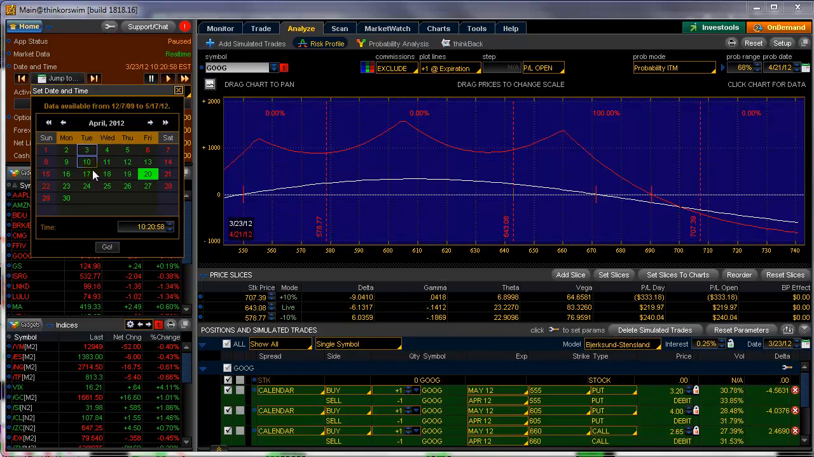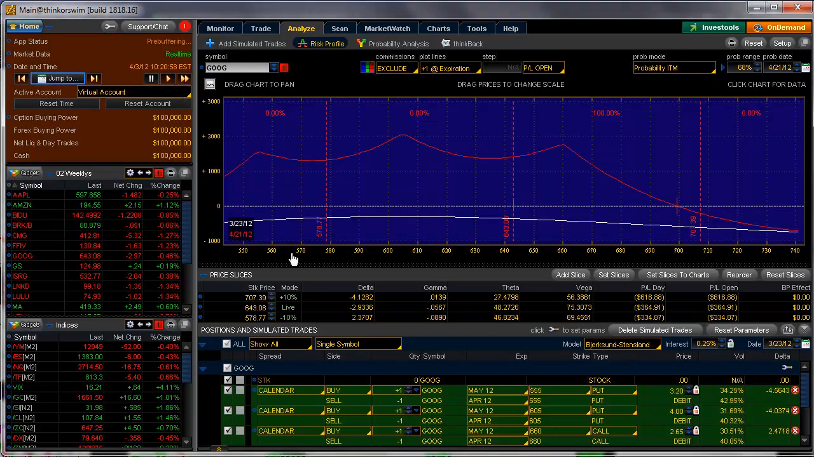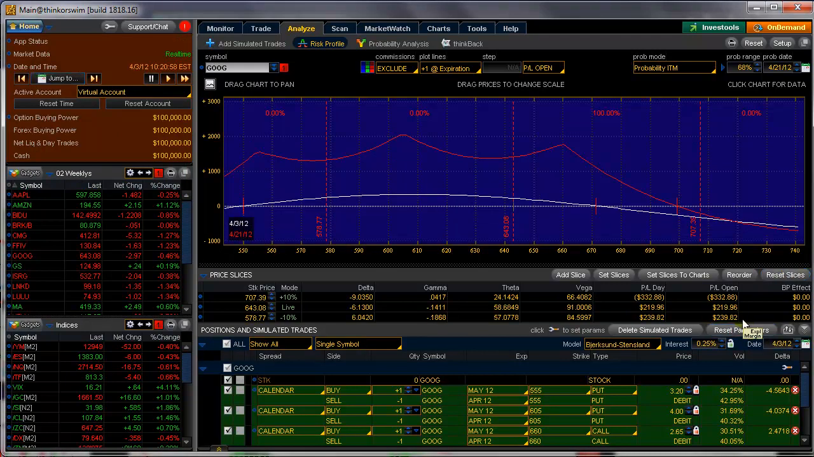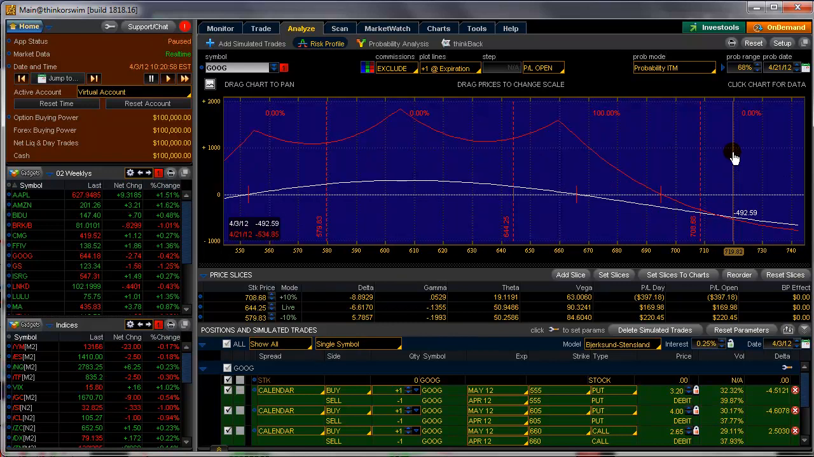And I have these fixed because I have a little graph I want to show you later. And we'll click on reset slices and we'll click on reset parameters. And you can see that we're still a little profitable here. We got, whoa, it just moved. Let me just click on this again. Okay, now we're actually down to 169.